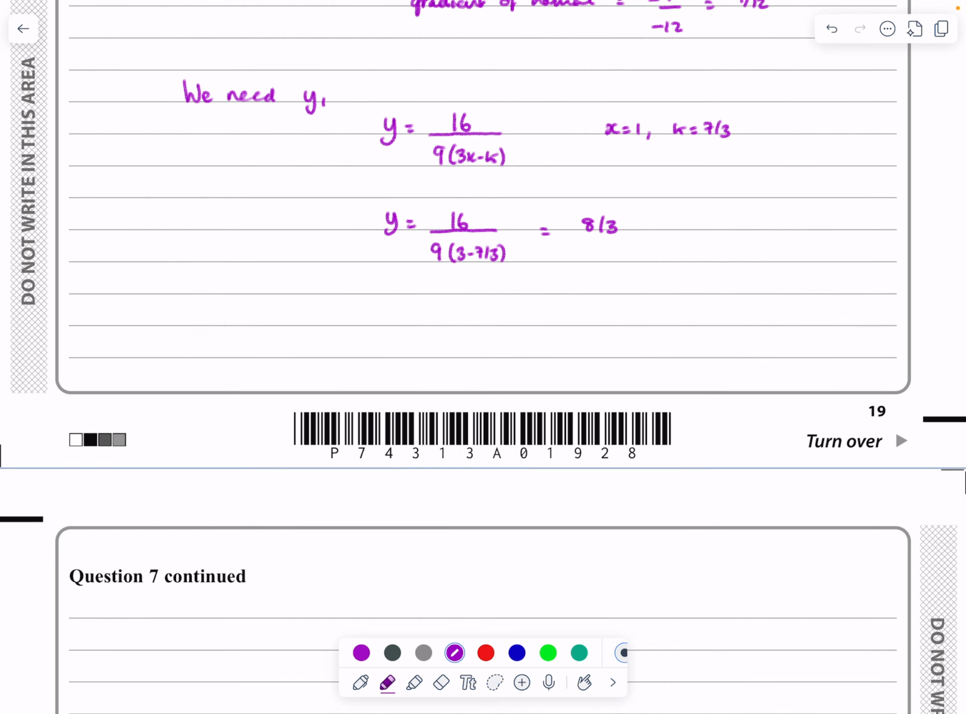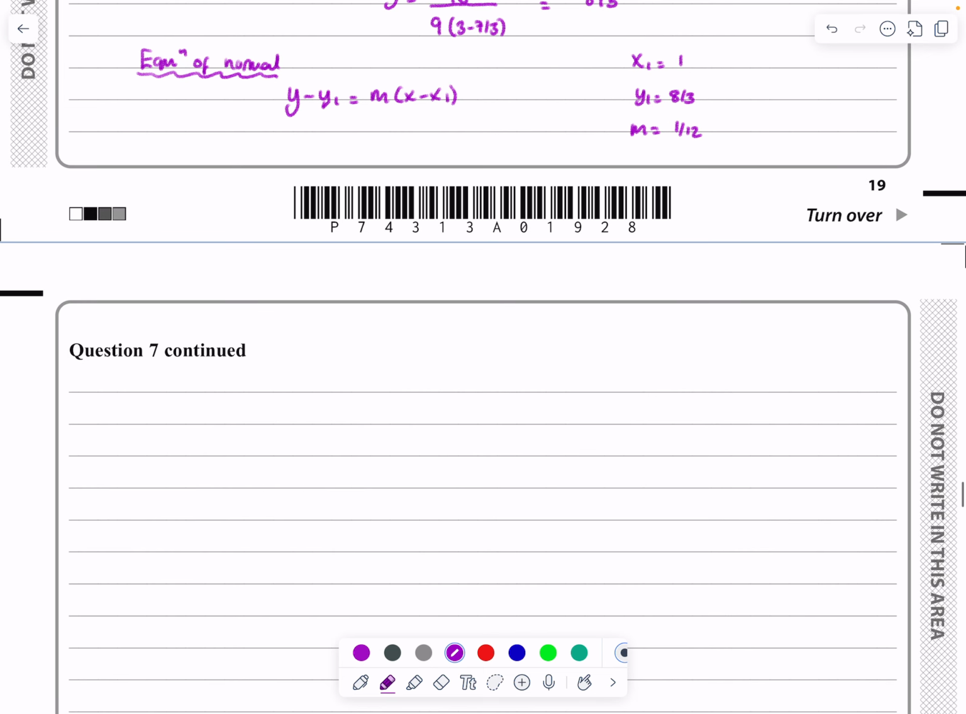So now if I want to work out the equation of my normal, equation of any straight line, the equation of the normal is given by y minus y1 equals m x minus x1. What have I got? I've got x1 was 1, I've got y1 is this 8 over 3 I've just found, and I've got m equals 1 over 12 there. So I've now got everything to be able to put in there. So what have we got? Y minus 8 over 3 is equal to 1 over 12 x minus 1.